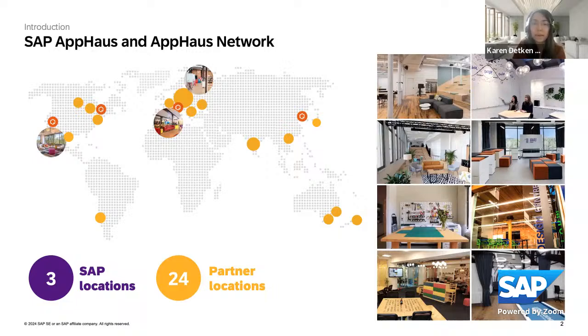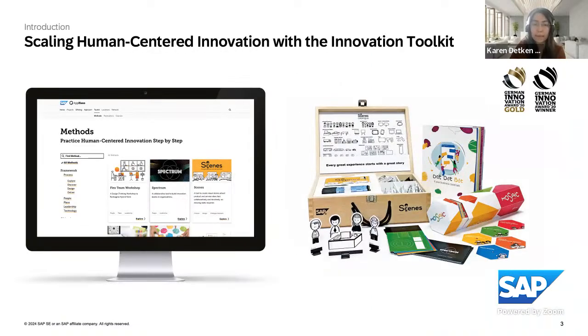So how do we scale? One way of scaling this approach is through the AppHaus network. This is a set of partner locations around the globe who also work using the human-centered approach and also do customer projects using this methodology. Another way that we scale is via the innovation toolkit. This is a repository of human-centered methods that we have made available for free for anyone, any organization, to run projects using a human-centered approach.